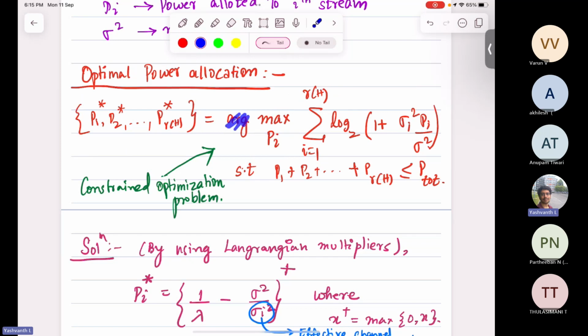But if I don't write arg, if I write only max, then it will give the maximum rate that you can achieve. It will not tell what is the power at which this max rate is achieved.